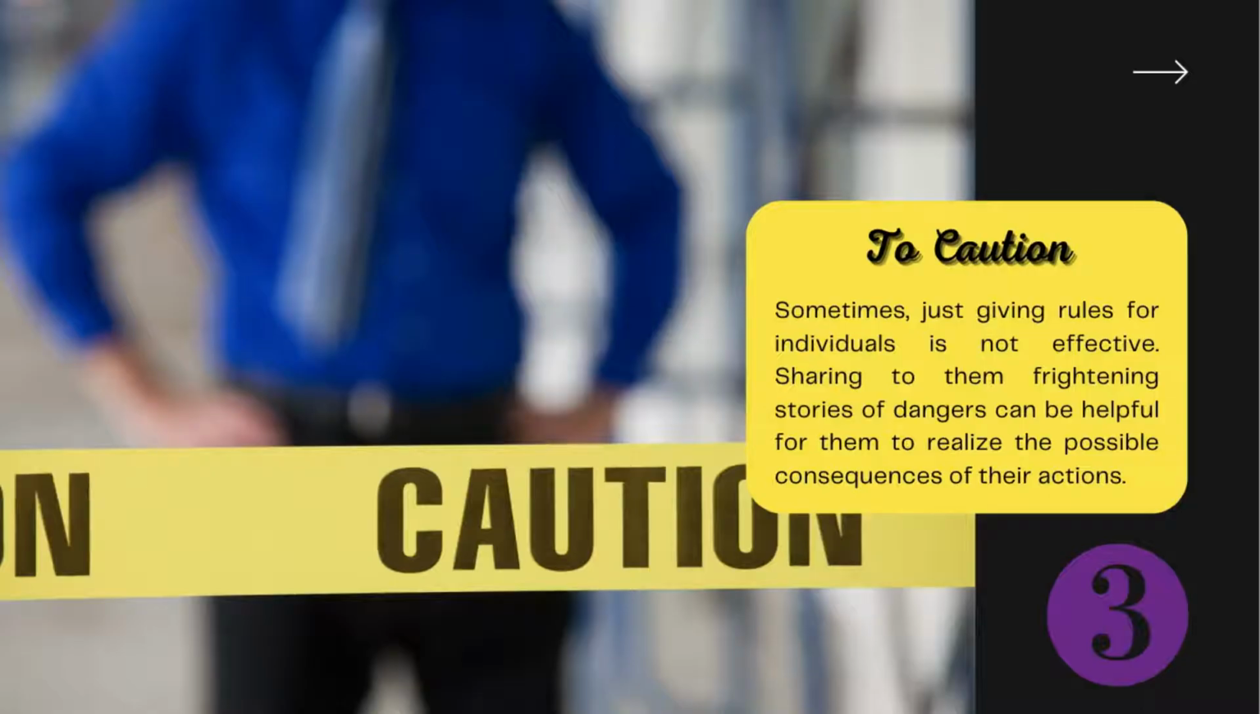Let's have the third one. Another purpose is to caution. Sometimes, just giving rules for individuals is not effective. Sharing to them frightening stories of dangers can be helpful for them to realize the possible consequences of their actions. One example of cautionary anecdote is this one. Before beginning a lecture on not following traffic rules, a father tells his son an incident of collision that cost many lives due to ignoring traffic signs.